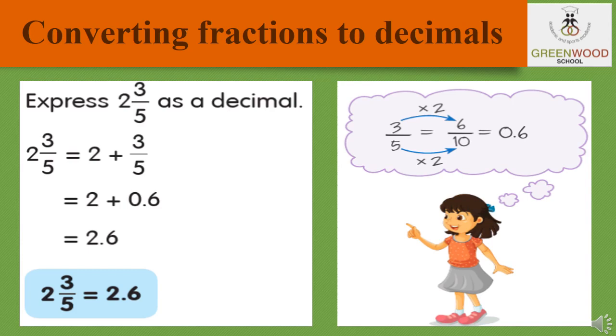So 3 by 5 will convert it to 6 by 10 by multiplying 2 in numerator as well as in denominator. And 6 by 10 can be written as 0.6. So now instead of 3 by 5, we'll write 0.6. And 2 plus 0.6 is equal to 2.6. That means 2 integer 3 by 5 can also be written as 2.6 in decimal.